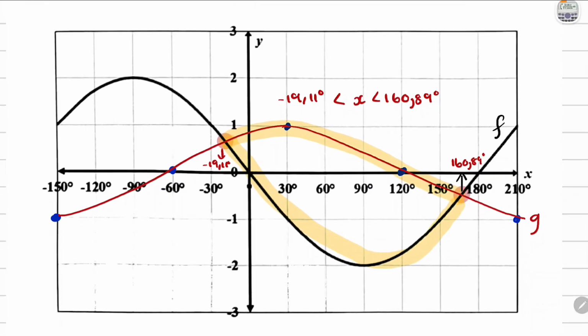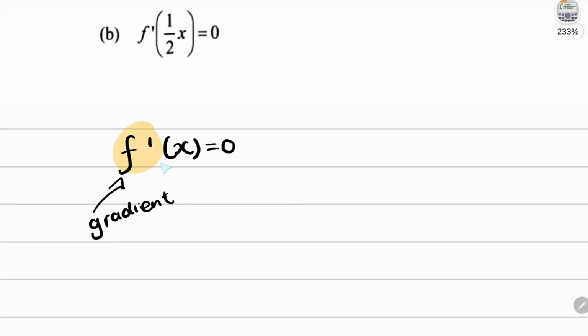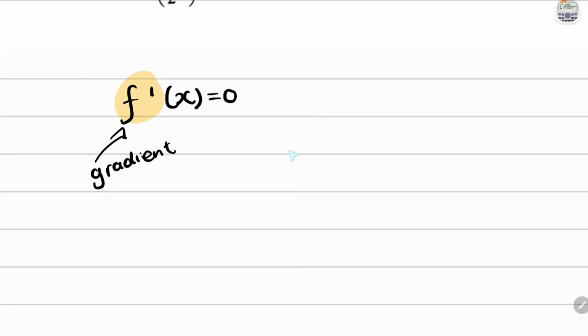Where f prime of x is equal to 0, f prime, you use f prime when you're trying to find the gradient of a curve. So it means this is where the gradient is equal to 0. You're going to have to think about that. In a curve, where's your gradient equal to 0? That happens at your turning points. The idea behind that is that a curve is made up of points that are increasing and points that are decreasing. But at the turning point, this is the point where it neither increases nor decreases.